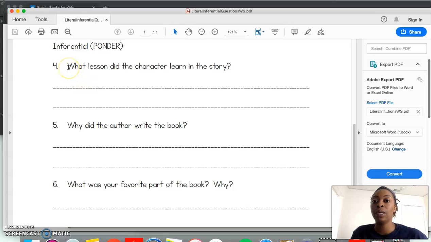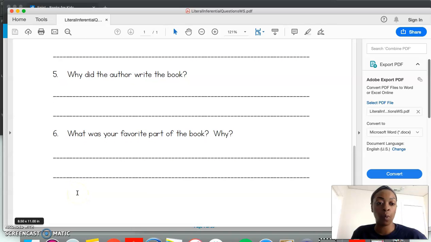Number 4 is, what lesson did the character learn in the story, or the characters? Number 5 is, why did the author write this book? What type of message do you think the author wanted the reader to learn from reading this book? And what was your favorite part in this book and why? Number 6 is probably the easiest inferential question because it's honestly an opinion question. What was your favorite part of the book? No one can tell you whether it's right or wrong because it's asking about you and how you feel.